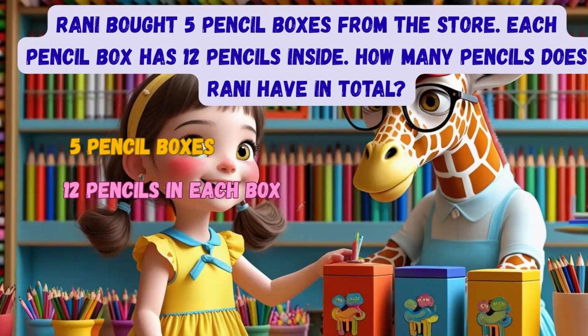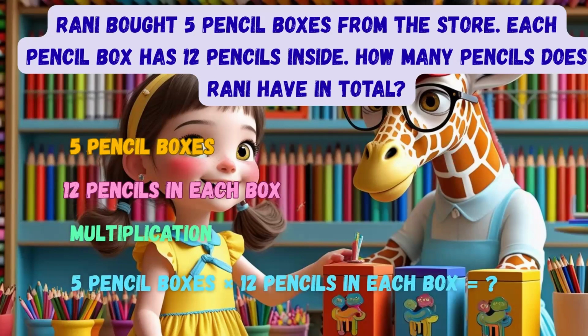Which operation should we use? We have 5 equal groups, and each group has 12 pencils. When we have equal groups like this, we use multiplication. 5 pencil boxes times 12 pencils in each box equals?